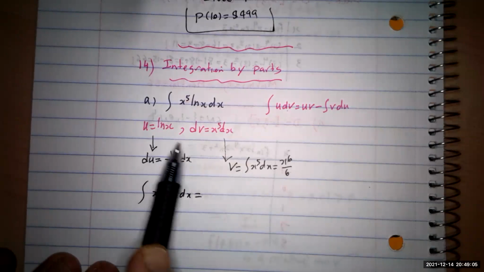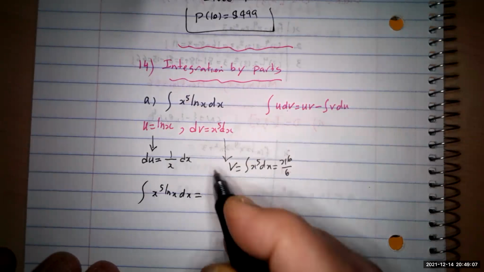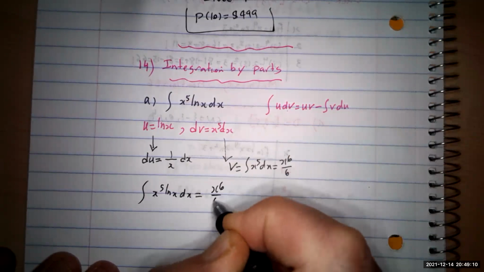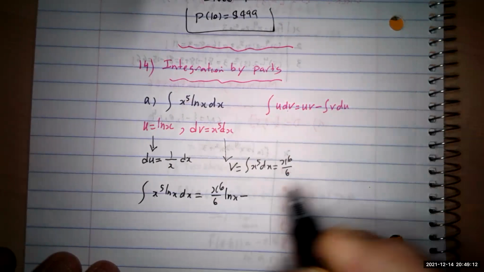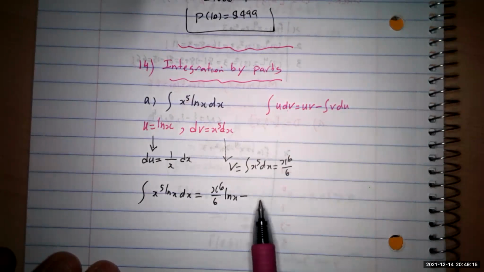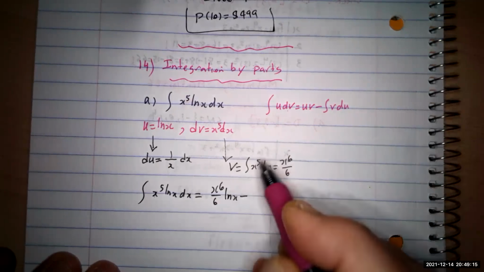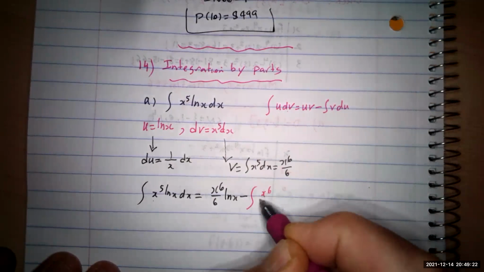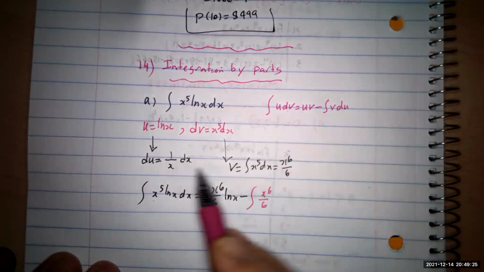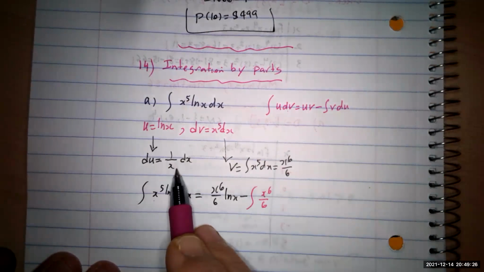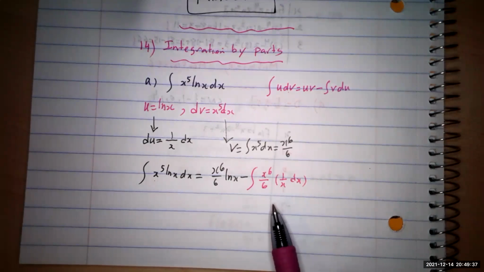U is ln x, v is x to the 6 over 6. So it's going to be x to the 6 over 6 ln x minus the integral of v du. V is x to the 6 over 6, and this is du, 1 over x dx. You see, the advantage is that there is no ln here, so we can easily find the integral.